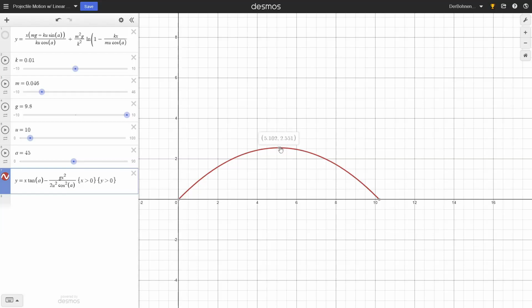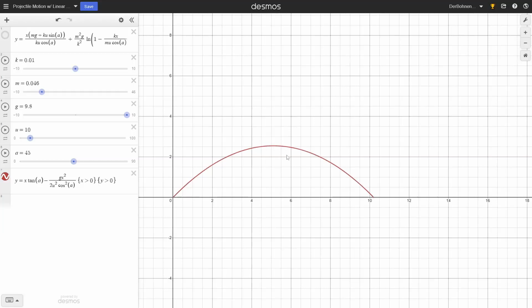So you can see at the highest point we've traveled 5.102 meters in the x direction, and at the end we've traveled 10.204, which is exactly double that. So we know that at the maximum point we've done half of the journey. So that means it's symmetrical, and it's exactly parabolic.